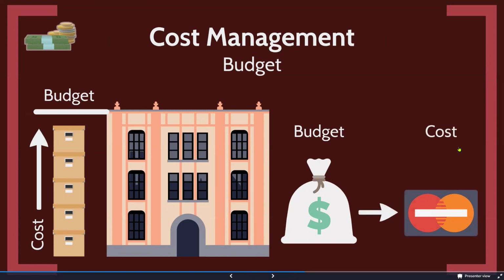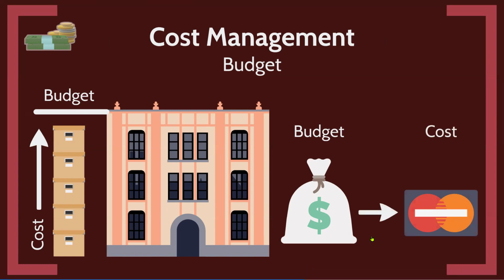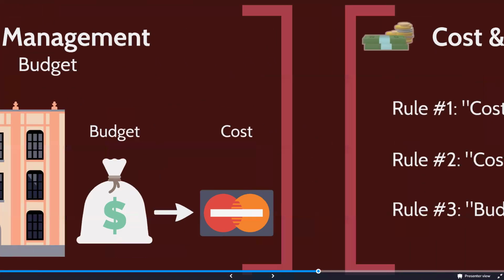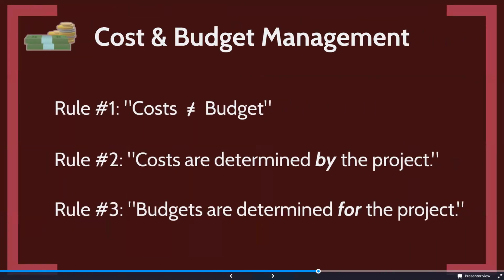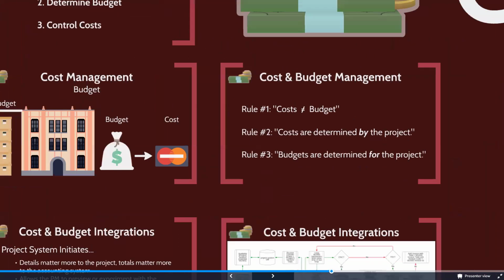And as you're spending on your credit card, you may come close to the budget, but the costs are the expenditures being incurred. The budget is what your credit limit is, right? So just again, another way to talk about the difference. So again, the 3 rules: costs are not the same as budget, so you can help correct your team's terminology. And then costs are determined by the project, budgets are determined for the project.